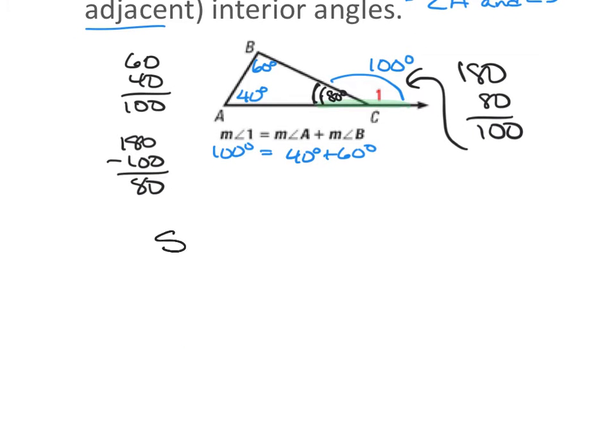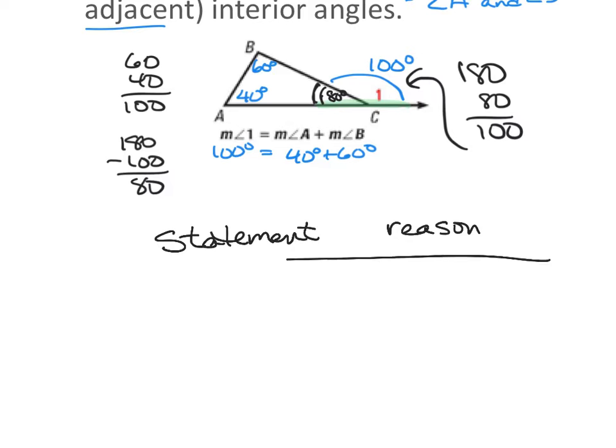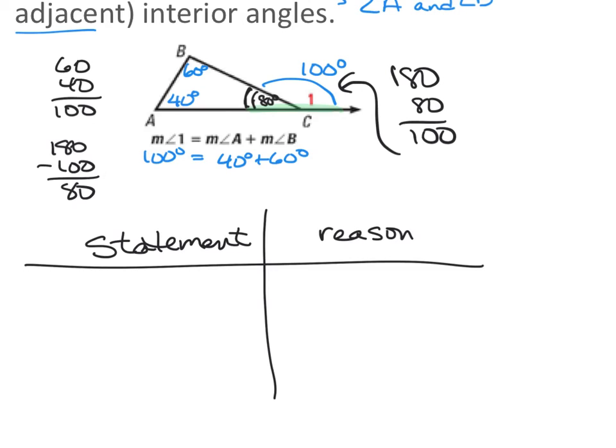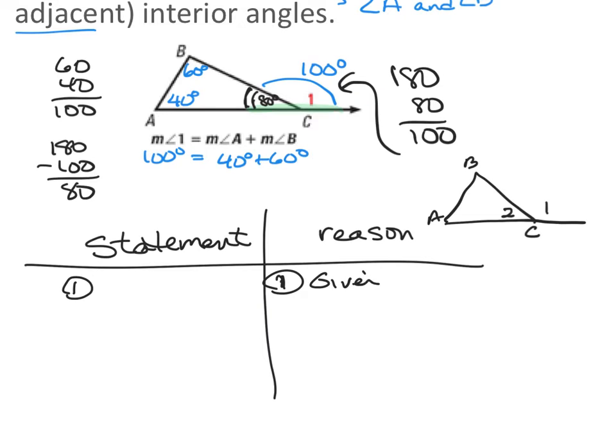So again, I would write my statement column and my reason column. And we would use the same original picture. So let's say we have this triangle and it's got A, B, C, and then we could put 1 and 2 here. I'm going to add a 2 inside there for the interior angle. So what I'm going to be stating is my given is going to be the diagram.